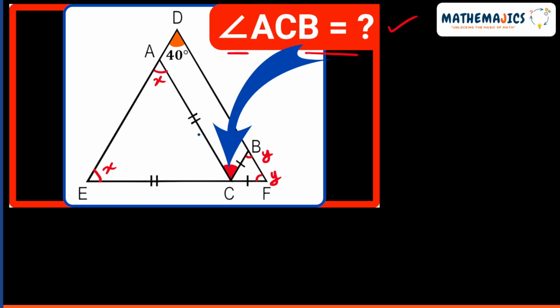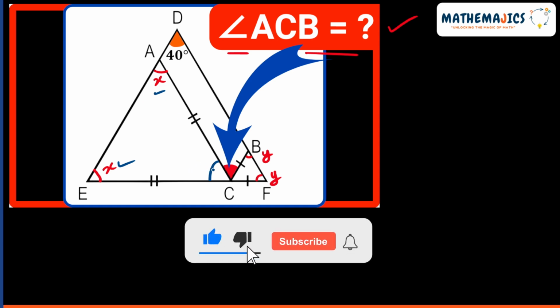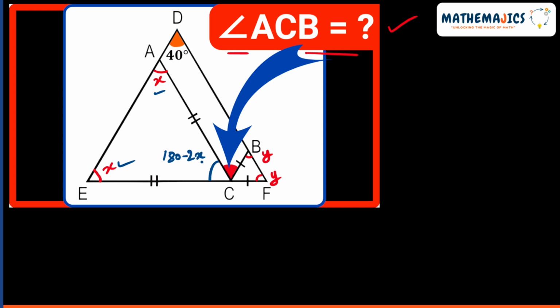Apart from this, look at triangle ACE. The sum of these three angles is 180, correct? So if the sum of these three angles is 180, what will be this angle? This angle will be 180 minus 2x, correct? Similarly, look at triangle BCF. This angle will be 180 minus 2y. Like here we have 180 minus 2x, this will be 180 minus 2y, correct? Because the sum of three angles is 180 degrees.